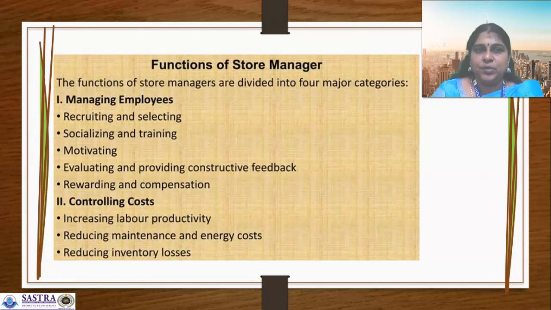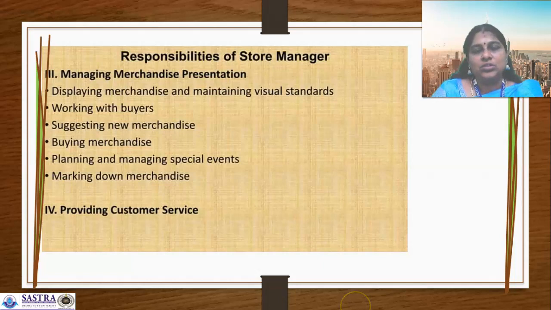Number one is managing employees in terms of recruitment and selection, socializing and training, motivating them, evaluating them, giving constructive feedback, as well as providing feedback to the higher management or the producers or the franchisors, and rewards and compensation details regarding the employees. The next one is controlling the cost. Increasing labor productivity will incur a lot of cost, which should be controlled by the store manager. Then reducing maintenance and energy cost and reducing inventory losses are also part of the role.